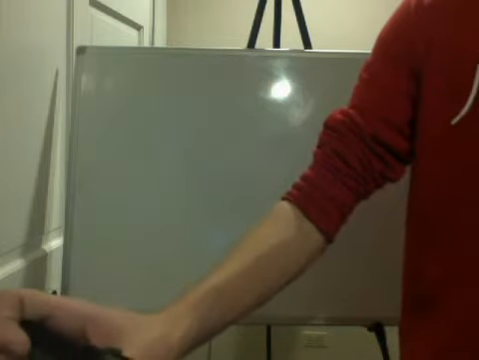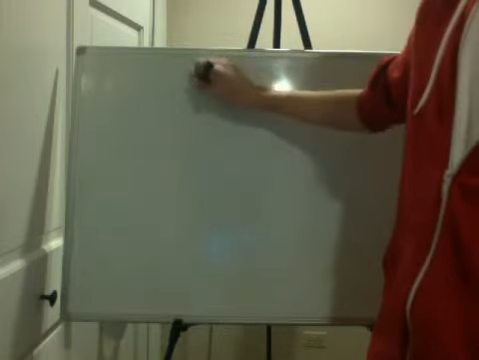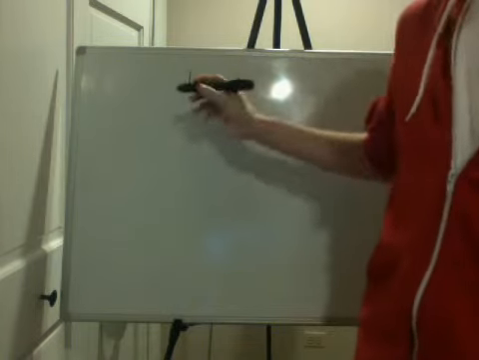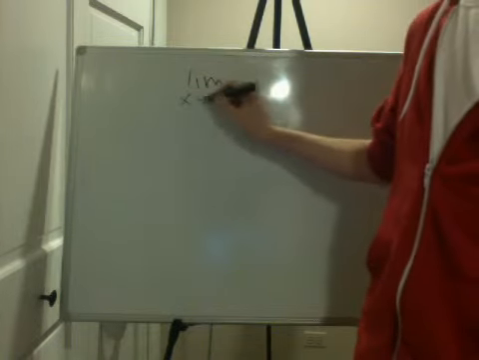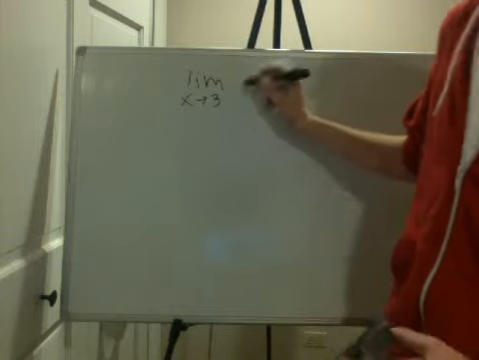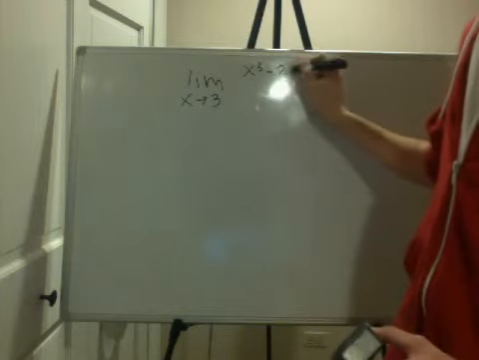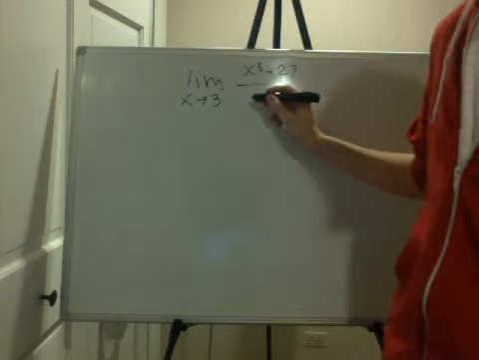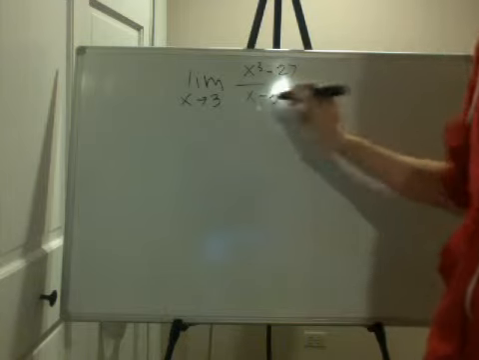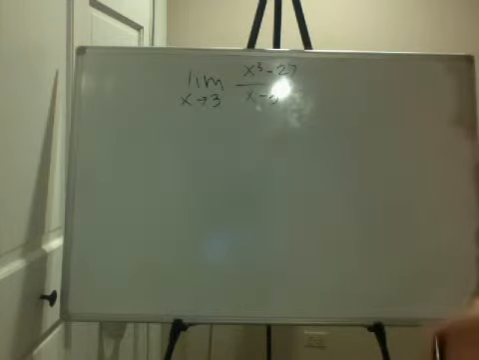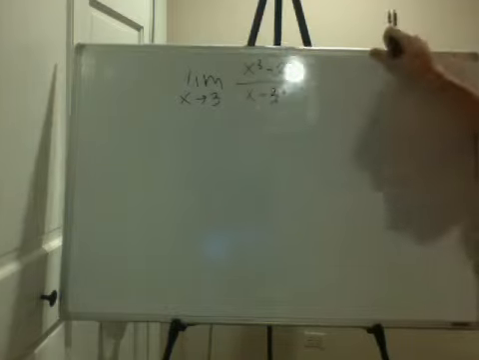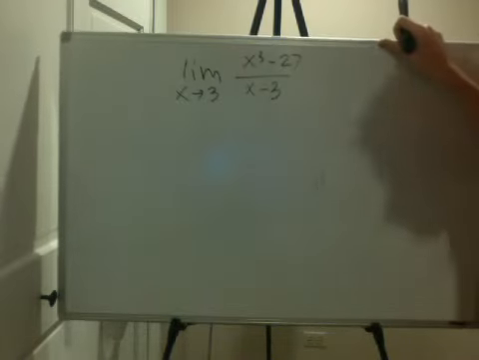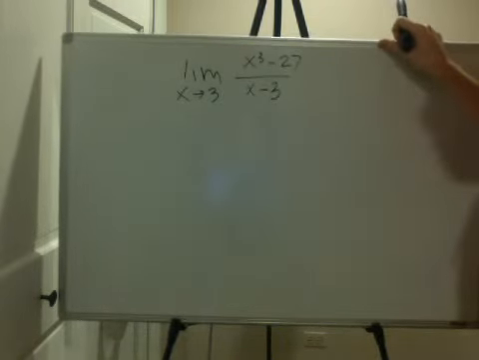So in this one, I barely remember how to do this. I'm kind of just looking at my notes right now. But you can get things like this, which would be x cubed minus 27 over x minus 3. Now you look at this first and go, well, you're going to divide by 0 if you just plug 3 in.